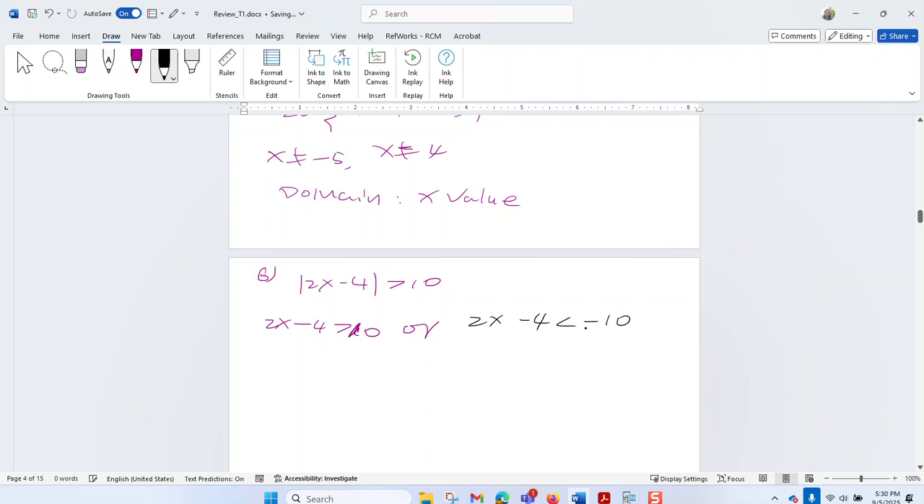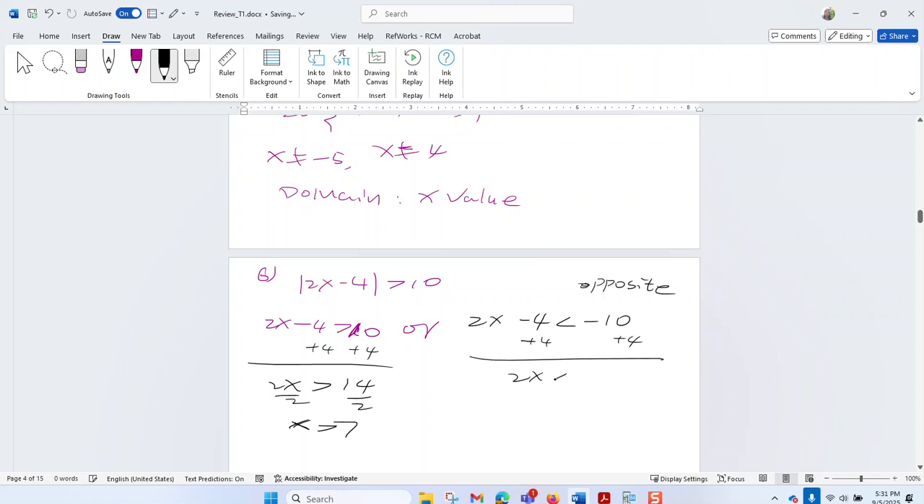So when you have a greater than, you're going to have two inequalities, and then we just solve them. You add 4 on both sides, so 2x greater than 14, divided by 2. This is all positive, so you don't need to change the inequality direction. So this will be x greater than 7. Plus 4 plus 4, 2x will be less than negative 6. Divided by 2, x will be less than negative 3.